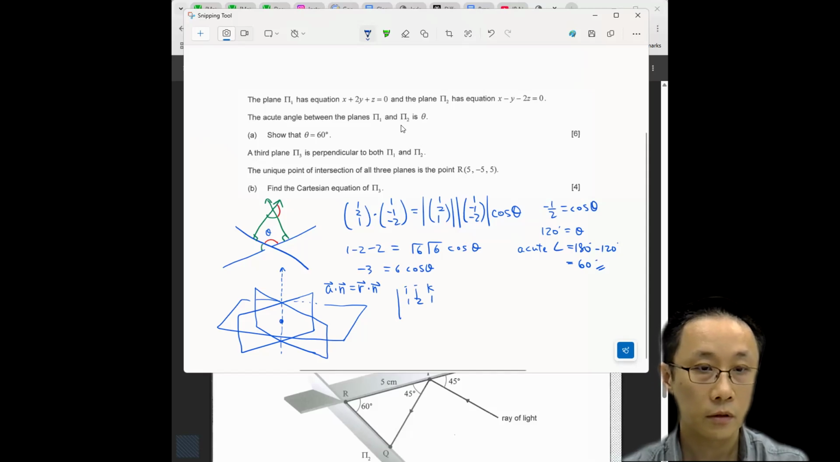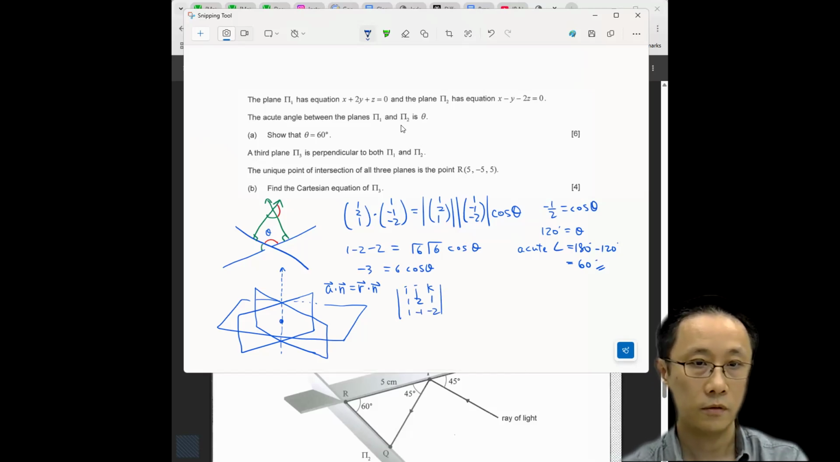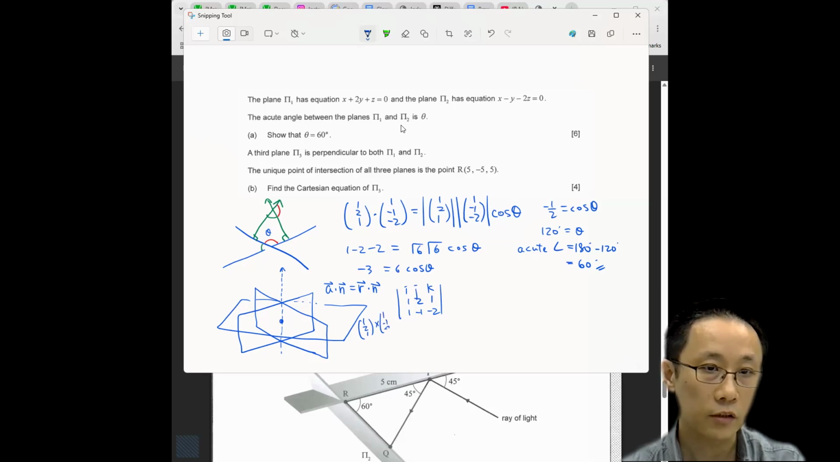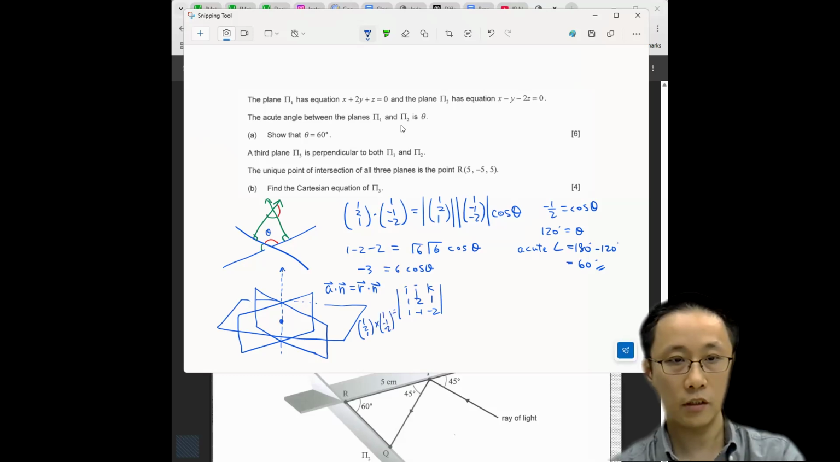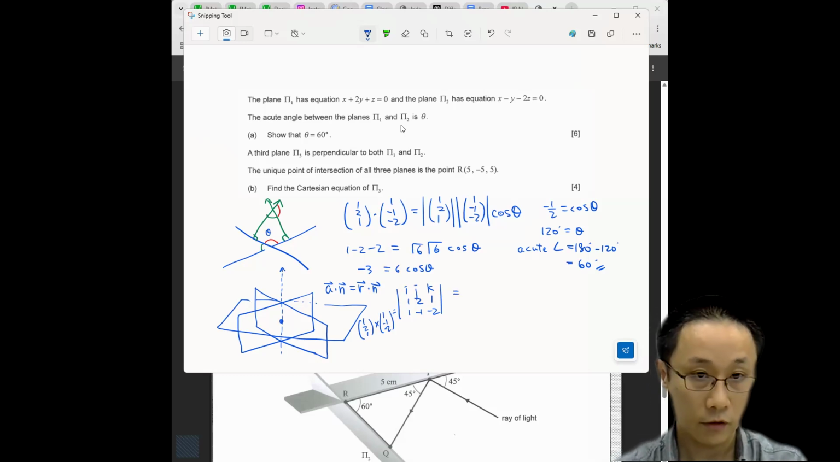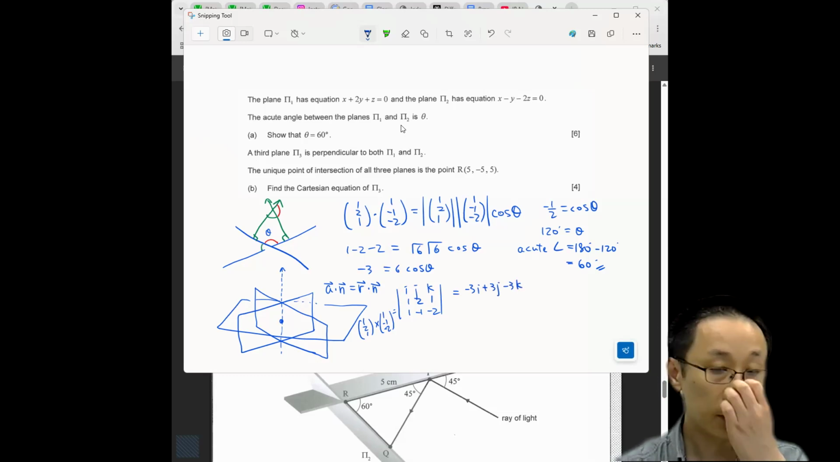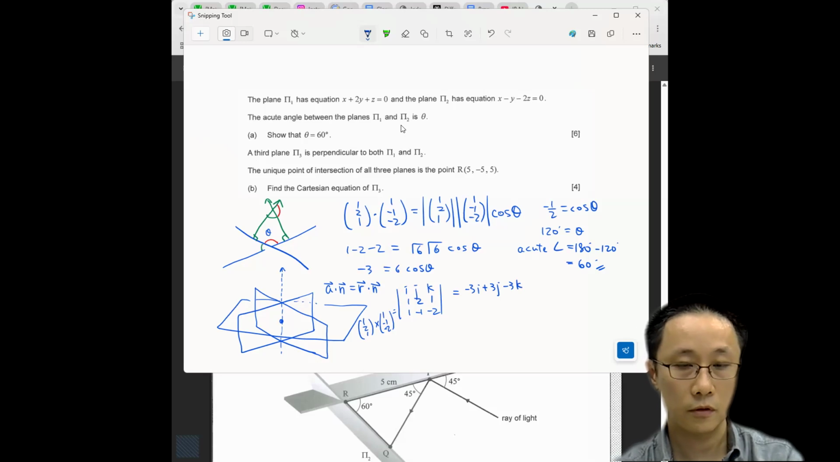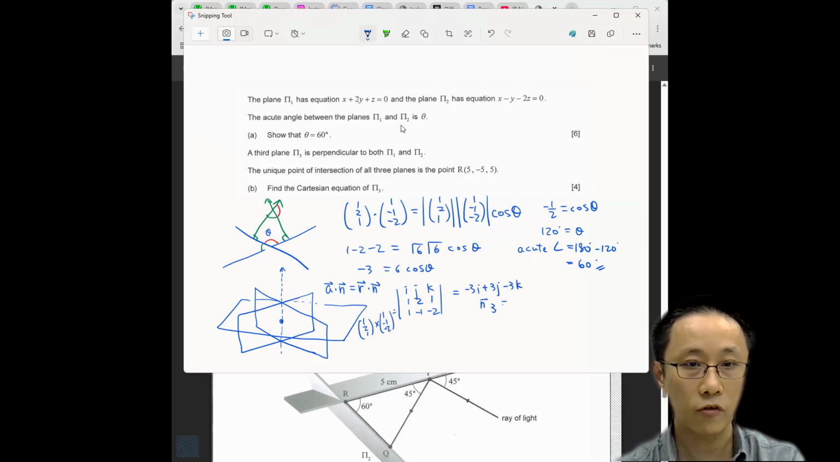Mistakes were made. To find the cross product, the approach is to specify 1, 2, 1 cross 1, -1, -2, equal to this determinant. It turns out if you multiply this out, you get minus 3i plus 3j minus 3k. And you can scale down this normal vector. So n3 can therefore be -1, +1, -1.